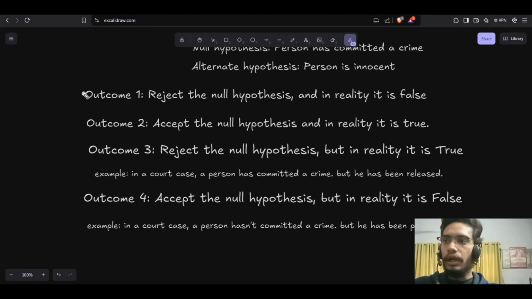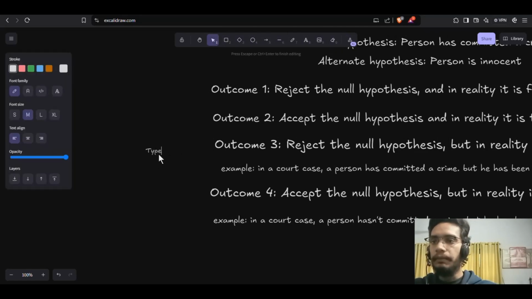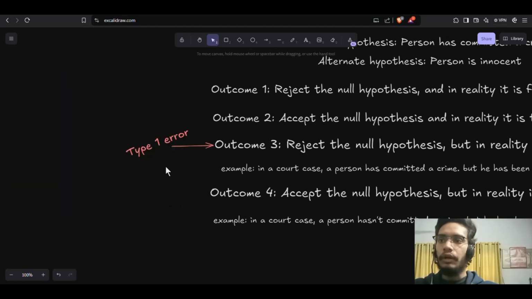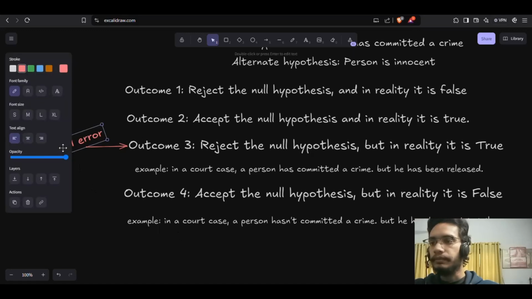In our four outcomes, outcome number three and outcome number four, what are the type 1 and type 2 errors? Outcome number three is the type 1 error, right? In outcome number three, we reject the null hypothesis, but in reality it is true. It is the type 1 error.